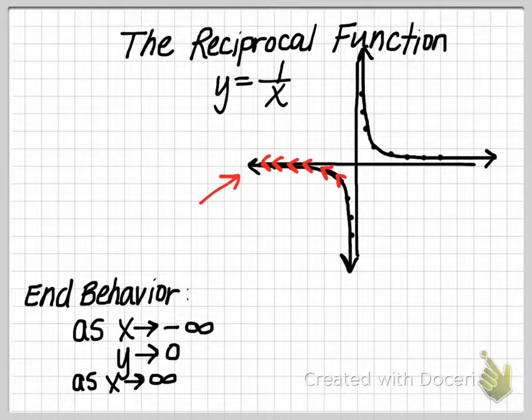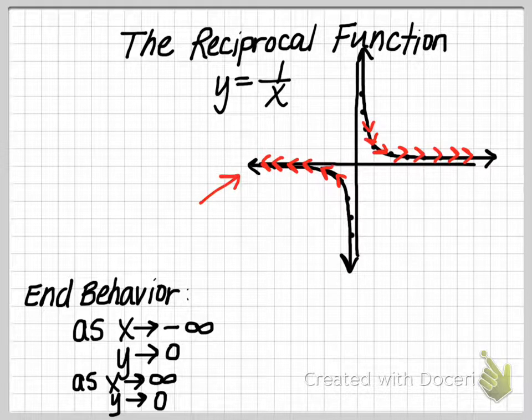So as I travel, I'm on the right branch, and I'm traveling along the curve going to the right. What's happening to these y values? These y values are getting smaller and smaller, but they're not going down to negative infinity. No, they're getting smaller and smaller, and they're approaching 0. So we would write as x approaches infinity, my y values approach 0.